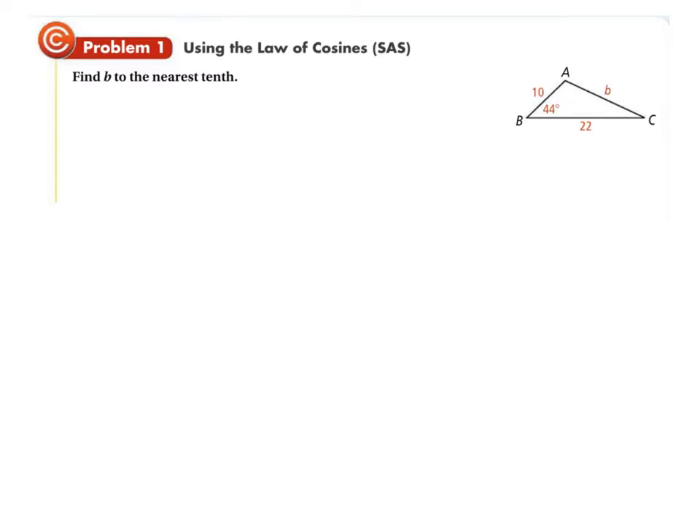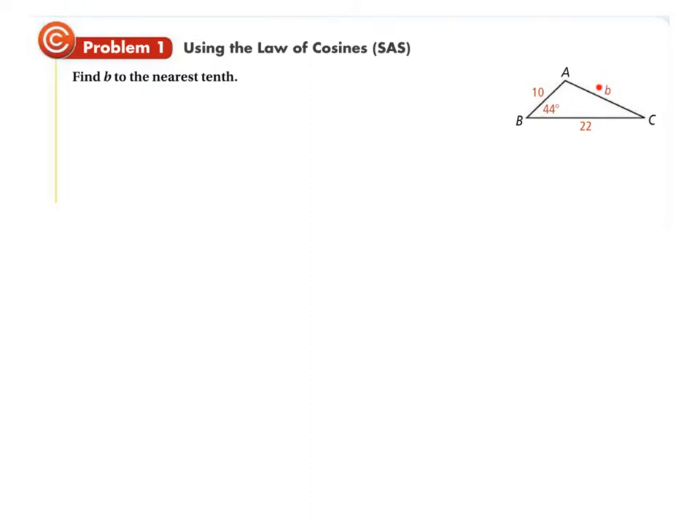All right. So you're using law of cosines, in this case with side-angle-side. You have a side, you have an angle, you have another side, the included angle. And you're finding this opposite side.